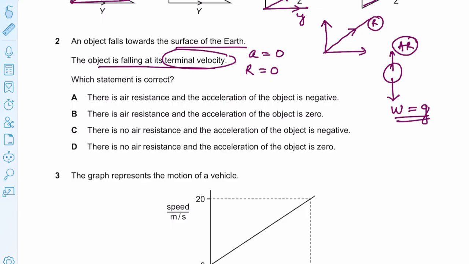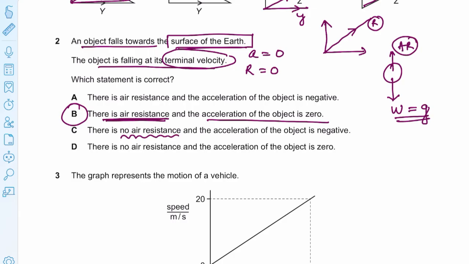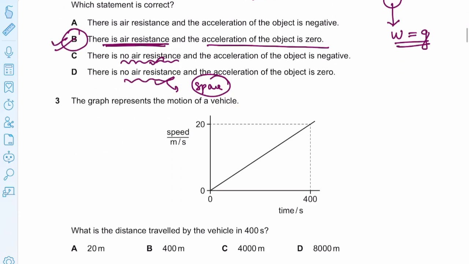So if you read the options properly, option B will be the correct answer, because there is some air resistance and the acceleration of the object is 0 due to terminal velocity. And as the object falls towards the surface of the earth, that means there must be air resistance. Remember, in option C and option D, we have no air resistance. No air resistance means the object is in space. Did you get it, everyone, clearly? So option B will be the correct answer.